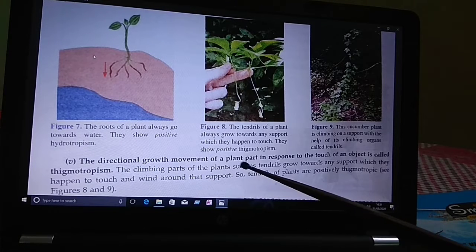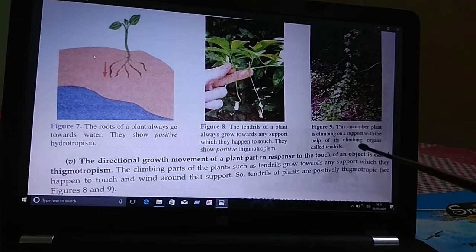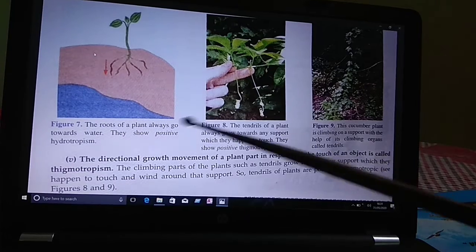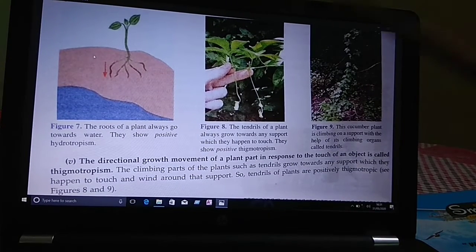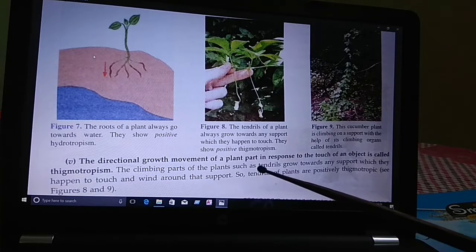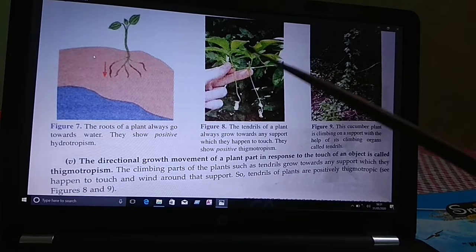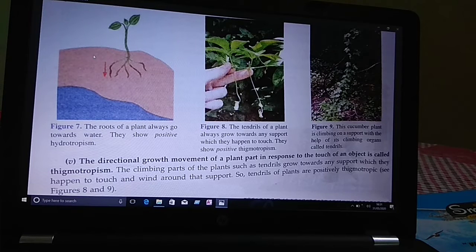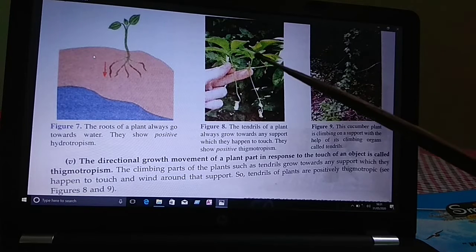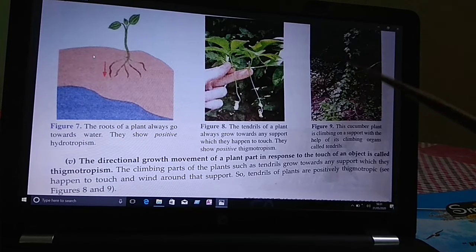So children, the next one is the directional growth movement of a plant part in response to the touch of an object, called thigmotropism. Thigmo means touch. The climbing parts of plants such as tendrils, you can see in the example here, always grow towards any support which they happen to touch. They show positive thigmotropism. Here also this cucumber plant is climbing on a support with the help of its climbing organs called tendrils.